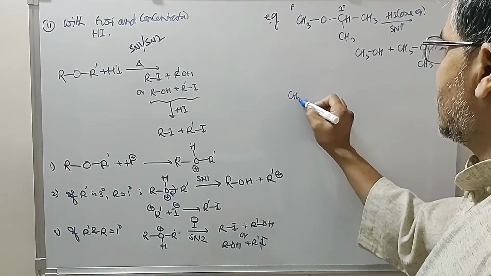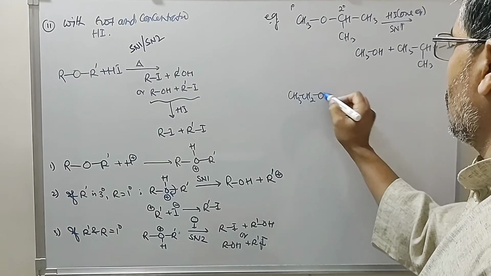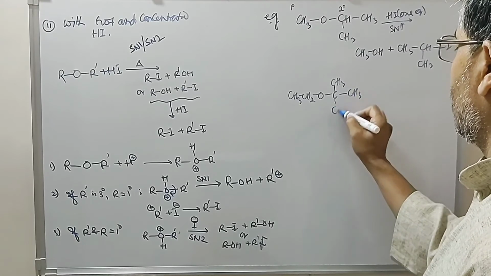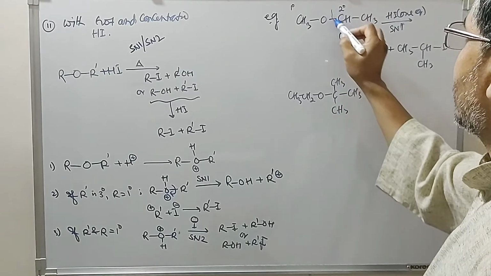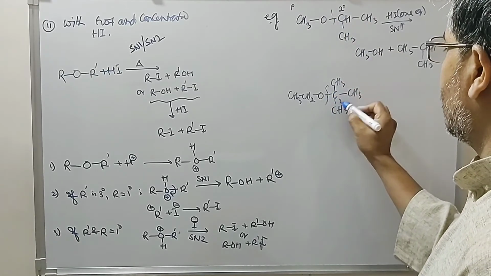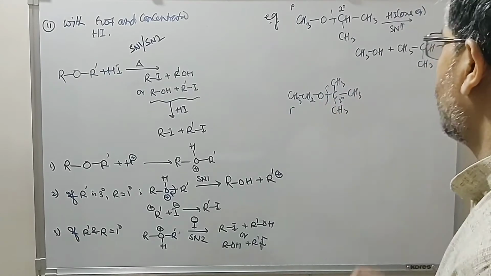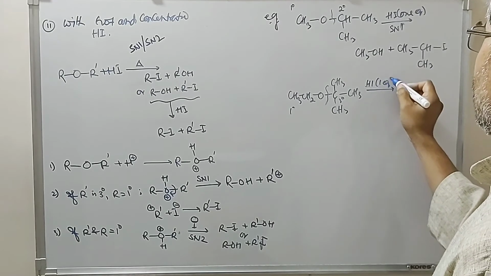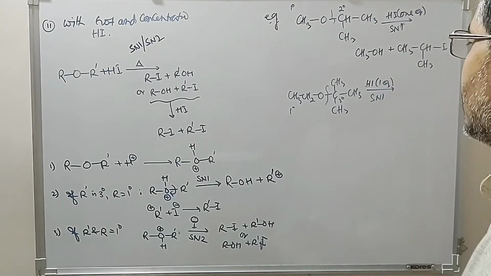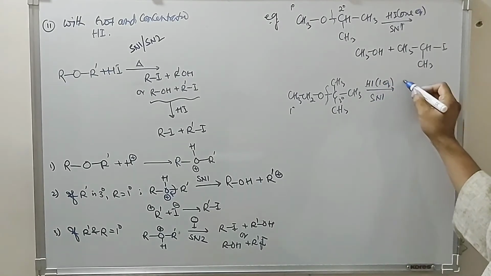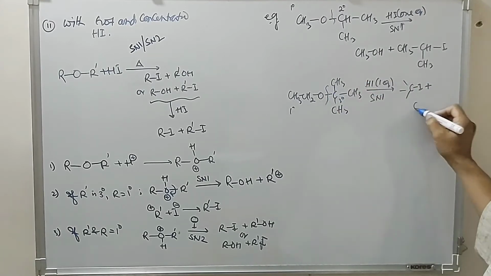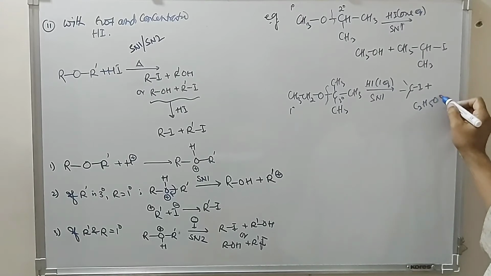If we have a look at this, CH3CH2O, tertiary butyl, we have to break this bond. Now this is tertiary, this is primary, so the reaction will be SN1. So the product is that the tertiary will give you iodide and the primary will give you alcohol.